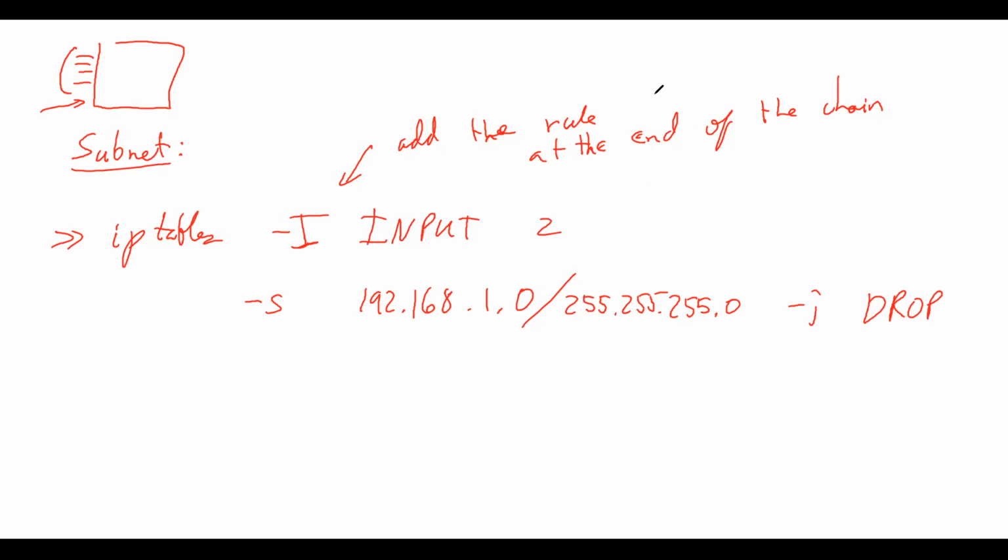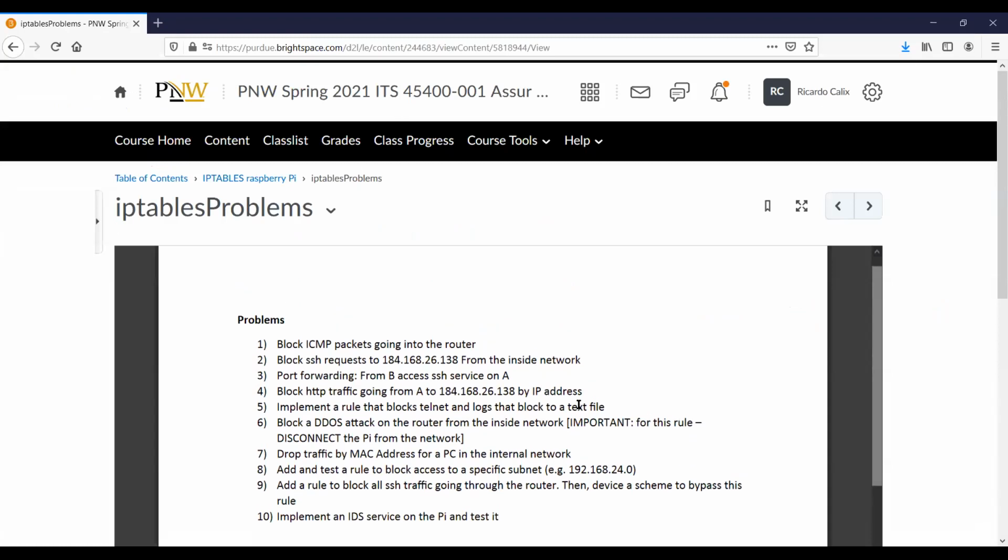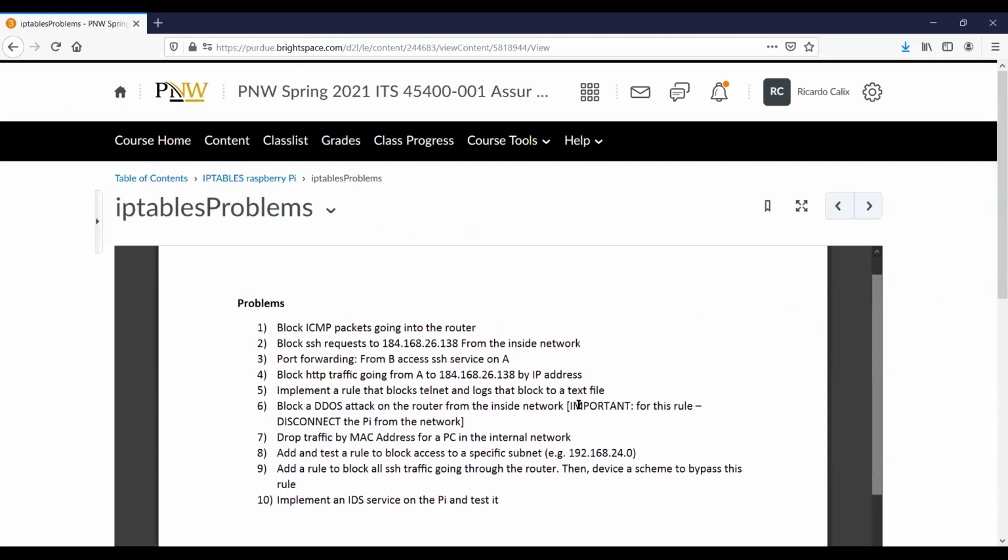IPTables. Right. So the last thing is let's just go to the Brightspace environment again and see what we've done, right? If you remember, we talked about this is your homework. So you should be seeing Brightspace, the 10 problems. Number 1, block ICMP packets going into the router. When it says the router, it just means whatever device it is, the VM. It's fine. So block ICMP packets going into that device.